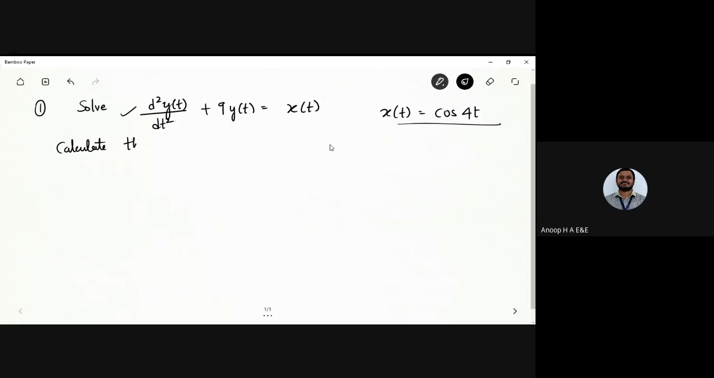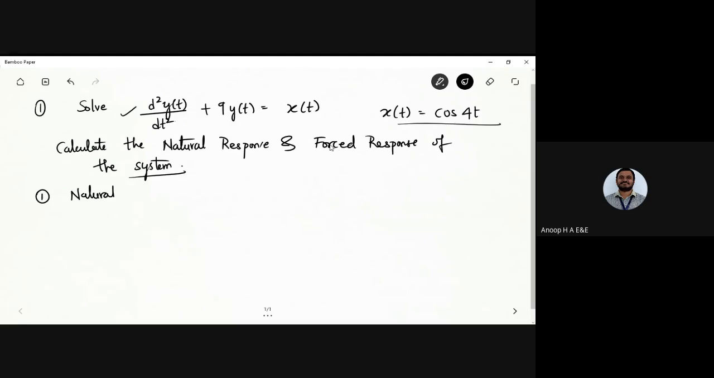Calculate the natural response and forced response of the system. First thing you are going to do is find out the natural response, that is yn of t. So first you are going to calculate the natural response of the system.